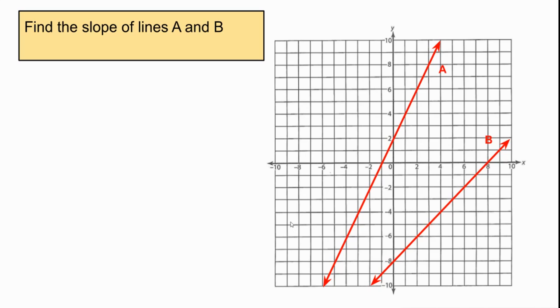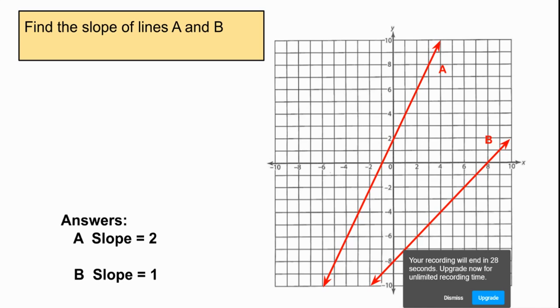At this point, you could pause the video and then continue the video when you're ready with your answers to see the answers on the screen. Go ahead and pause the video right now. Okay, the answers are the slope of line A is +2, and the slope of line B is +1. If you didn't get the correct answers, go back and rewatch the video and try to follow the procedures exactly the same and then redo the problem.